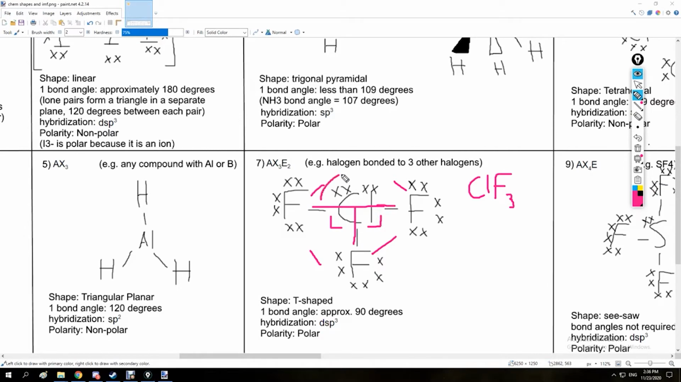The bond angle here is 180 degrees. You just need to know that the bond angle is 90 degrees approximately. Hybridization is dsp3 because 1, 2, 3, 4, 5 electron regions, but of course you don't need to know that for the exam. And the polarity is polar because these two vectors are going to cancel each other out, but this vector will not, so you're going to have a net dipole vertically downwards that's not equal to 0, so it's going to be a polar shape.